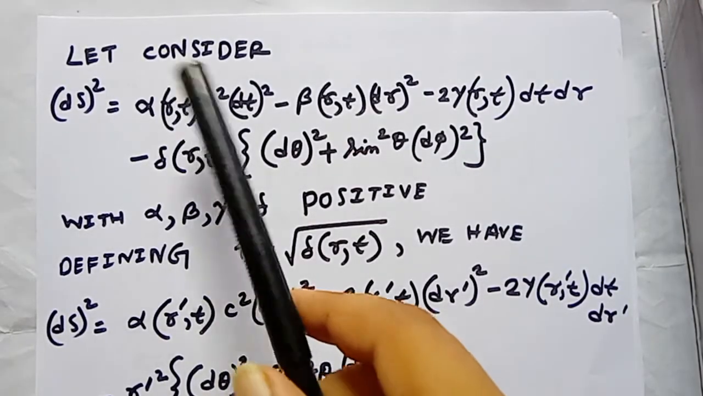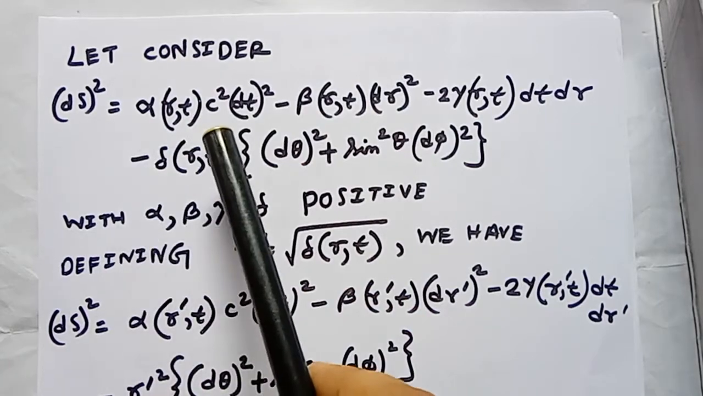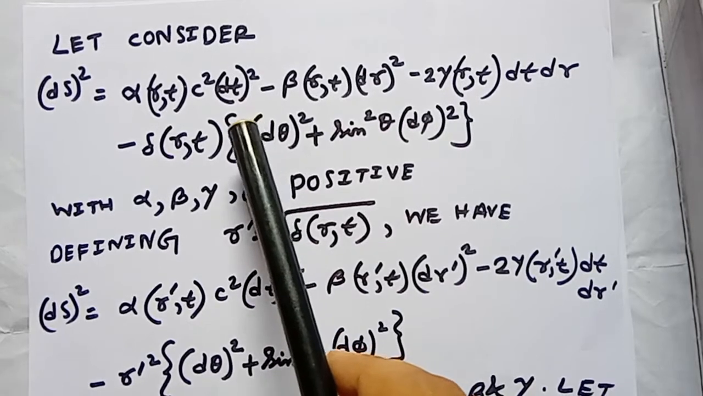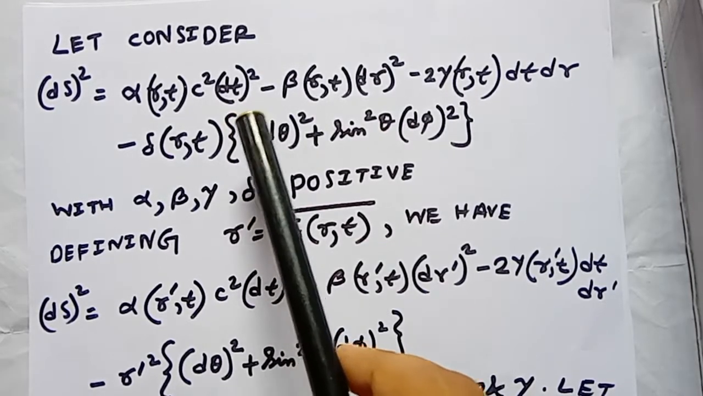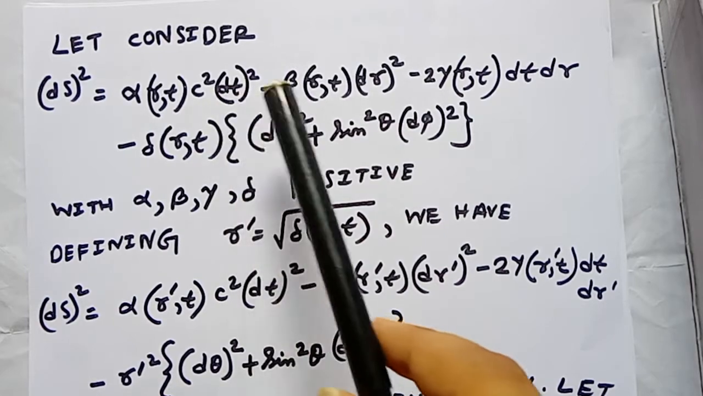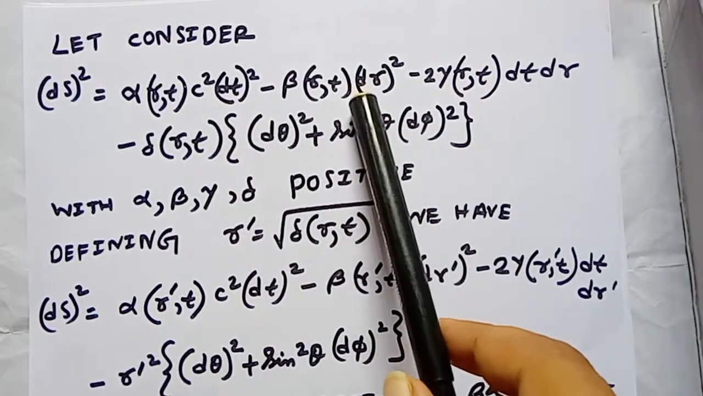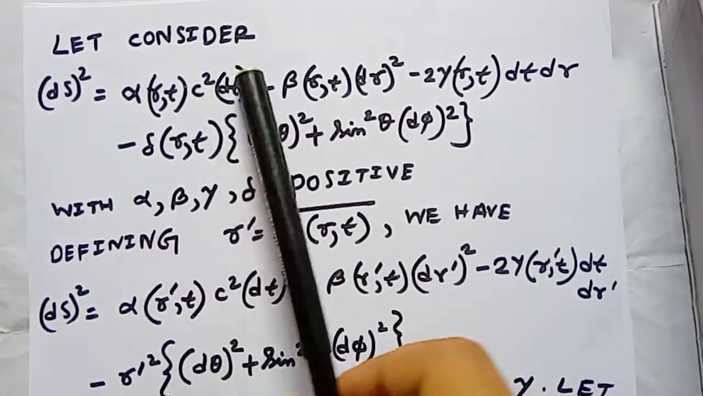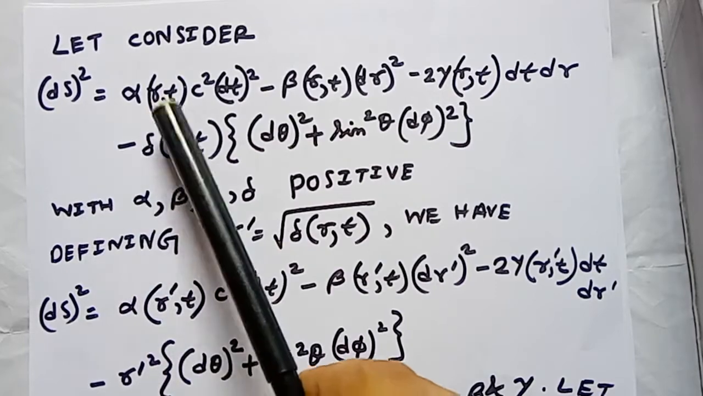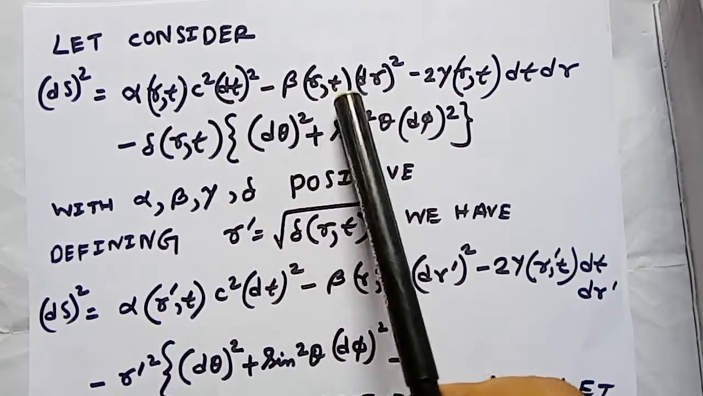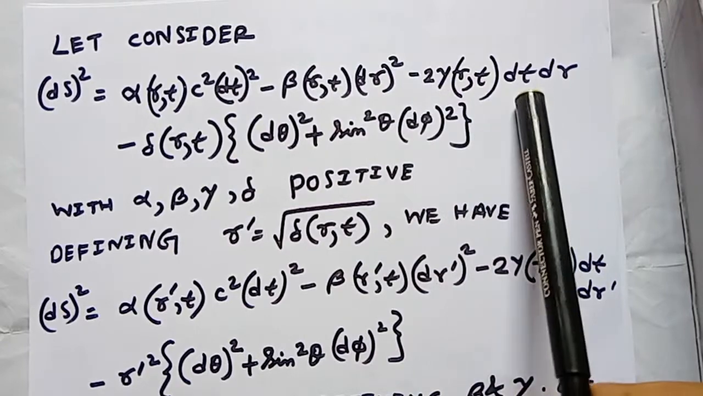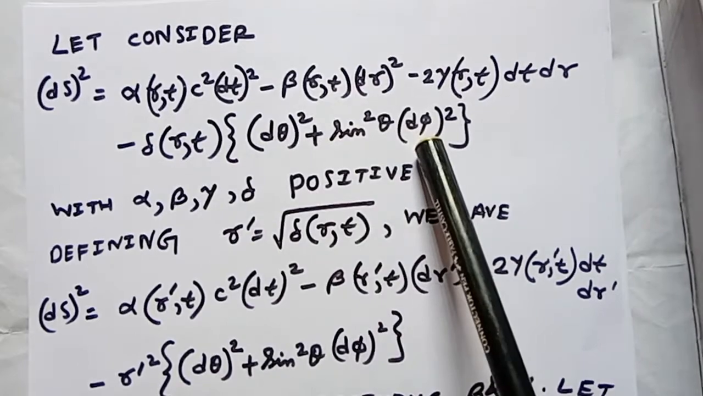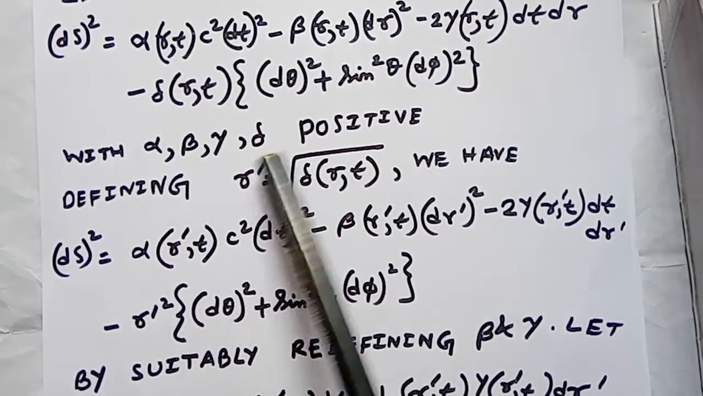Now let us consider that in any solution for the Einstein field equation, or any curved spacetime, there is something in the coefficient of dt, something in the coefficient of dr, something in the coefficient of dr dt, and d theta d phi. Let's assume that ds square equal to alpha of (r,t) c square dt square minus beta of (r,t) dr square minus 2 gamma of (r,t) dt dr minus delta of (r,t) (d theta square plus sin square theta d phi square), where alpha, beta, gamma, delta are positive.